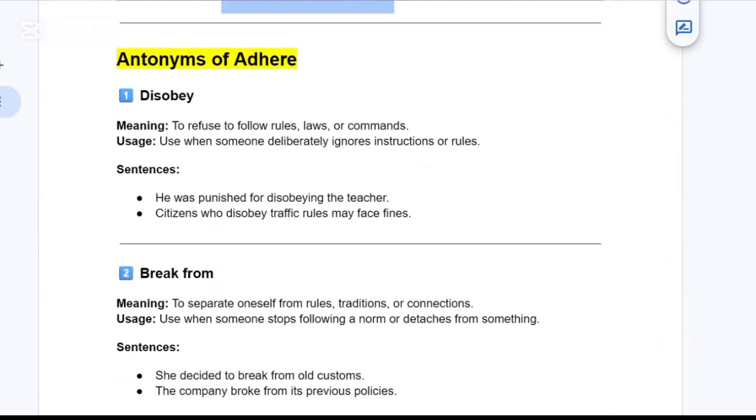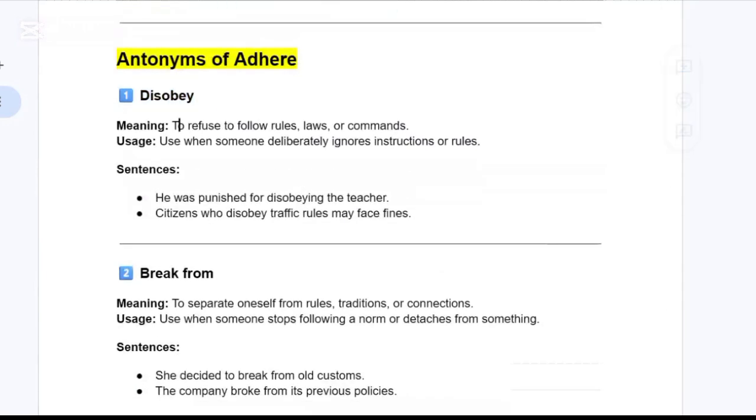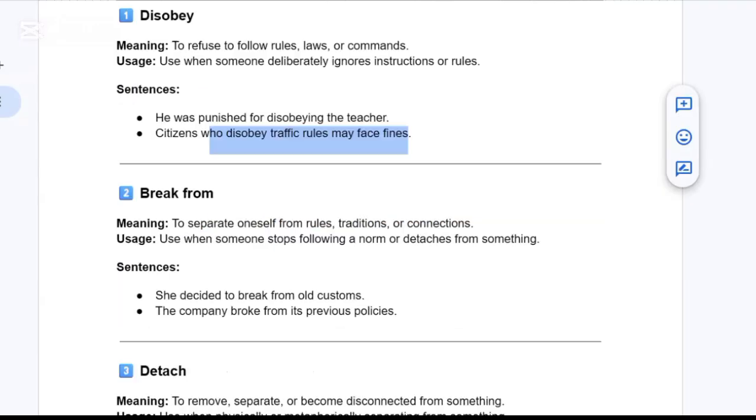Antonyms: disobey, break from, detach. Disobey is to refuse to follow rules, laws, and commands. Used when someone deliberately ignores instructions or rules. He was punished for disobeying the teacher. Citizens who disobey traffic rules may face fines.